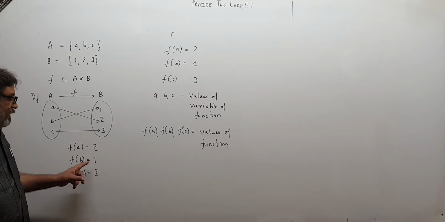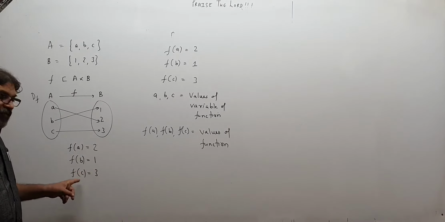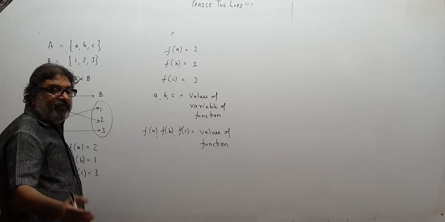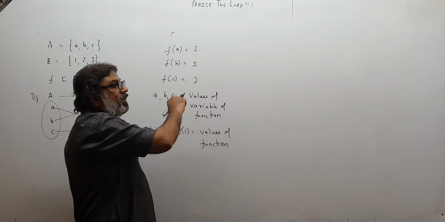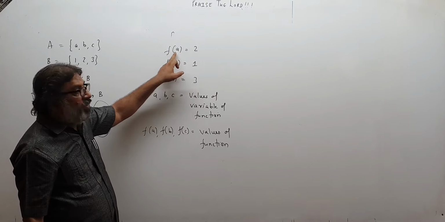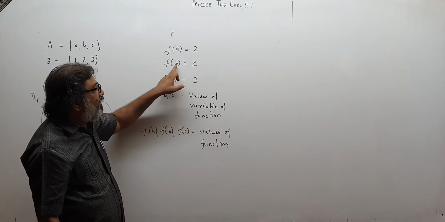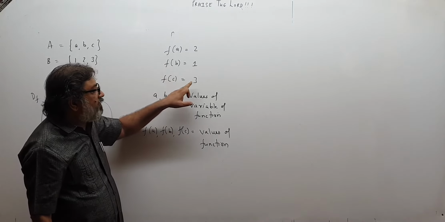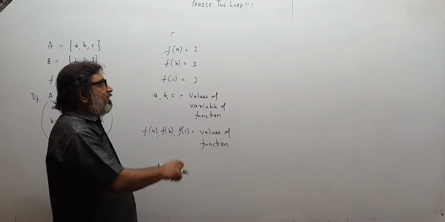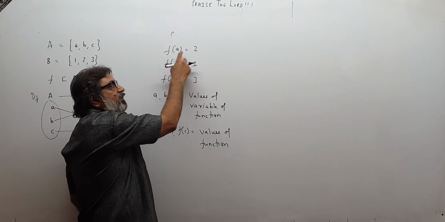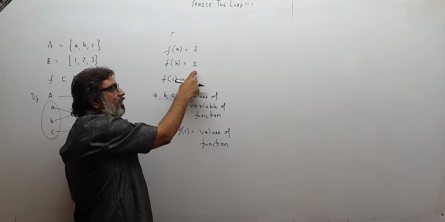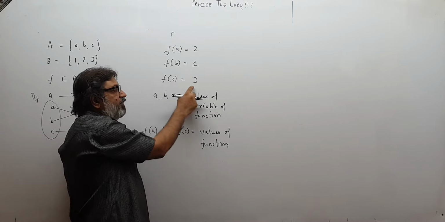f of A is 2, f of B is 1, f of C is 3. These are values, and these also are values. So we will say the value of the function is 2 when the value of the variable is A. The value of the function is 1 when the value of the variable is B. The value of the function is 3 when the value of the variable is C. We have to say like this.